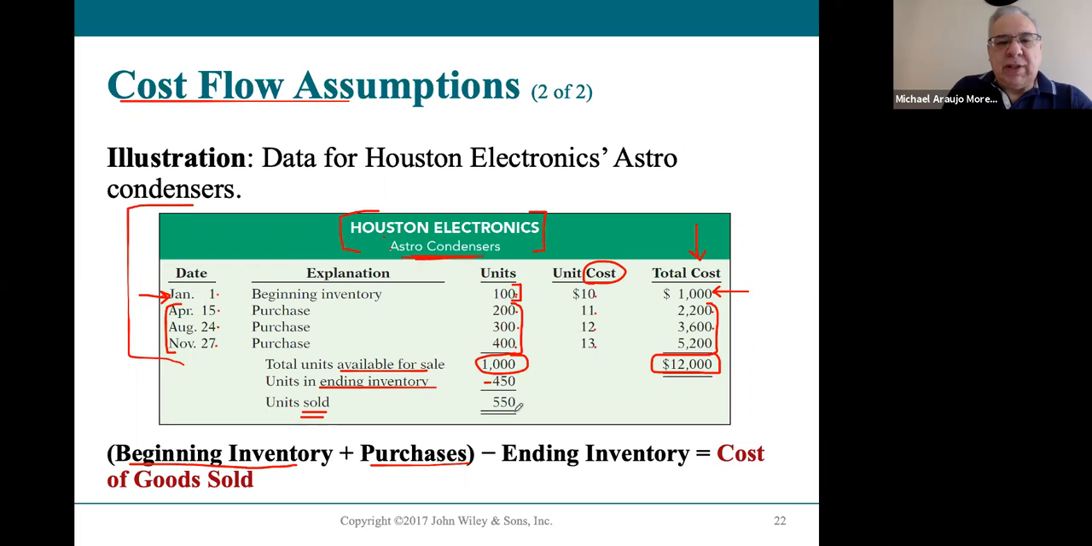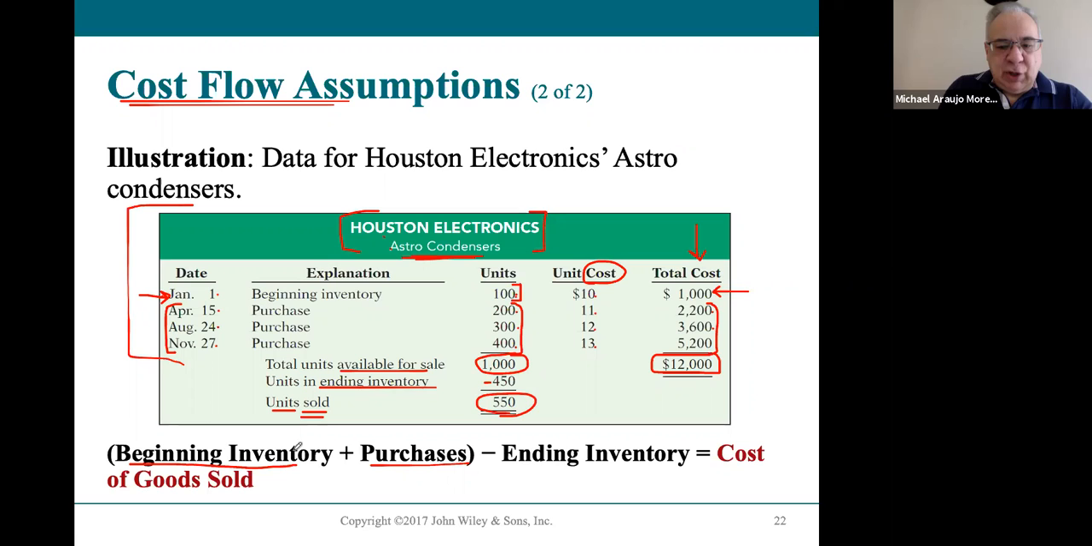So this is where these cost flow assumptions happen. This is where they're applied. Okay, which units were sold? Right. Of these 550 that have been sold, which units were sold? That's what the cost flow assumptions help us answer. Okay, so let's take a look at that.